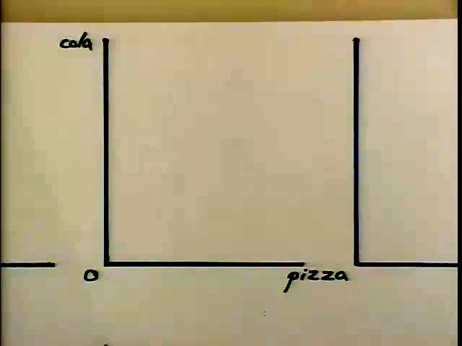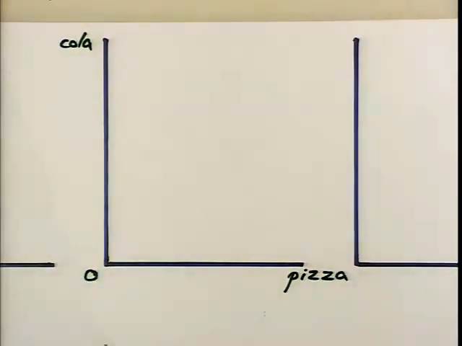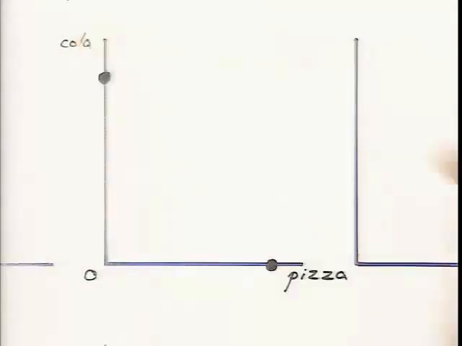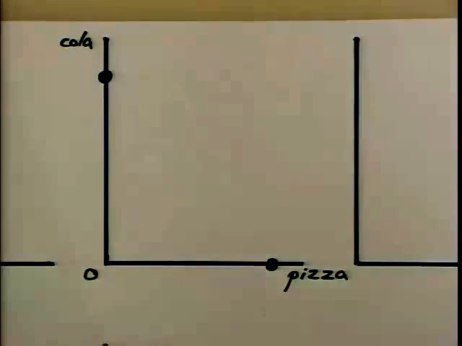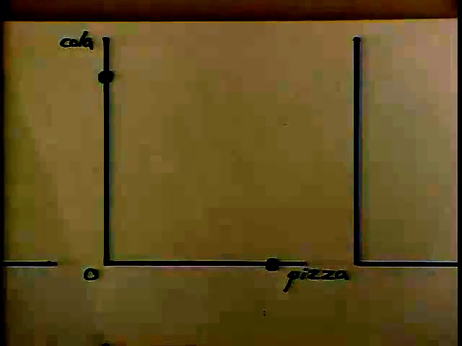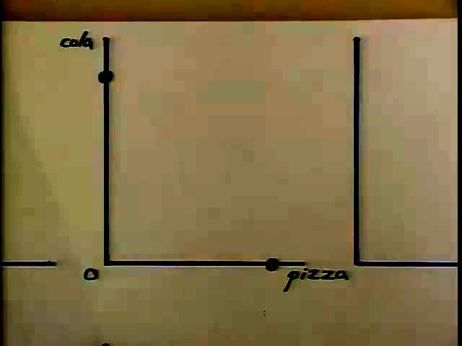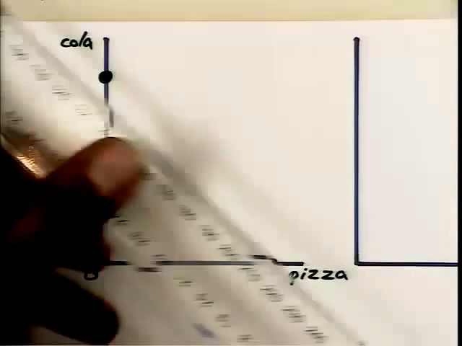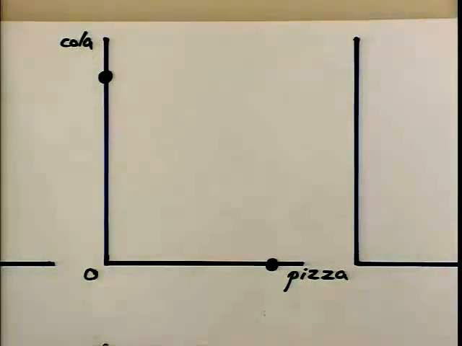If we use all our resources to produce pizza, we would produce no cola. If we use all our resources to produce cola, we would produce no pizza. So we have two extremes in terms of the amount of cola and amount of pizza we can produce. We can't produce infinite quantities of either because resources are limited, resources are finite. Now, connecting the two extremes would give us the production possibility curve, production possibility frontier.